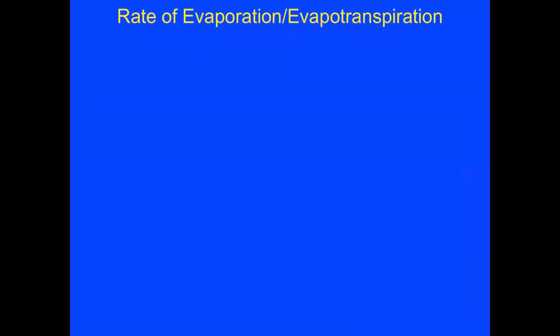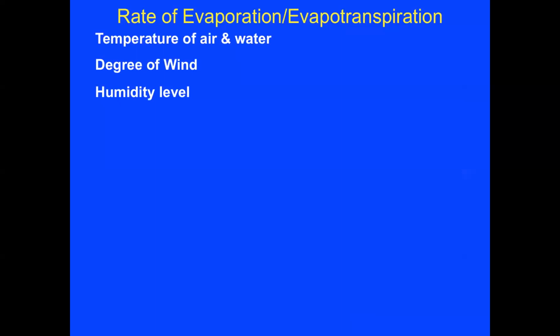The rate of evaporation, or evapotranspiration, in other words, how quickly or slowly moisture gets into the atmosphere, is affected by how warm or cool the air is, what the temperature of the water is that's being evaporated, if there is wind or if it is very calm and still, and how much humidity is already in the air. Is the air humid or is the air dry?